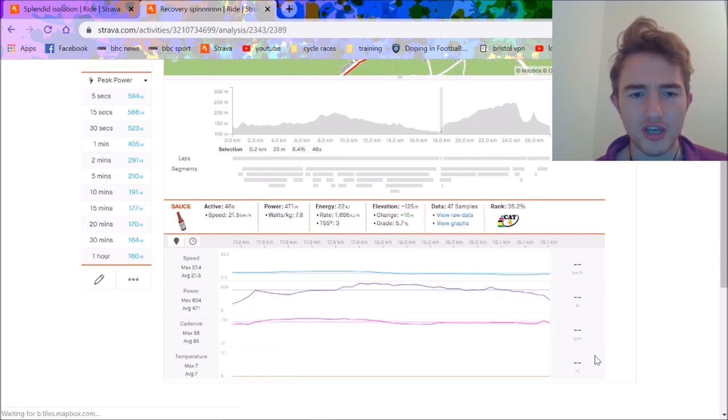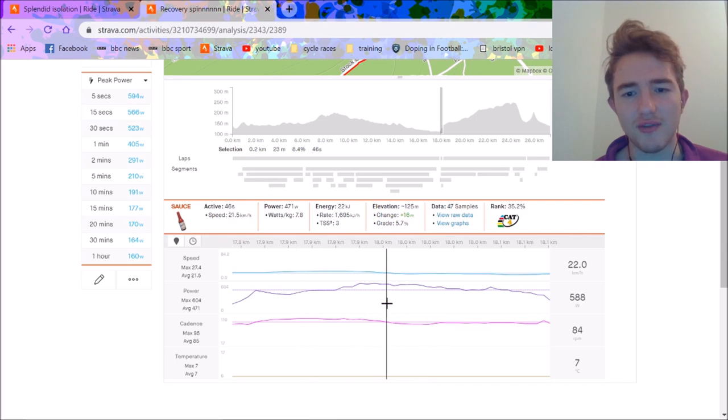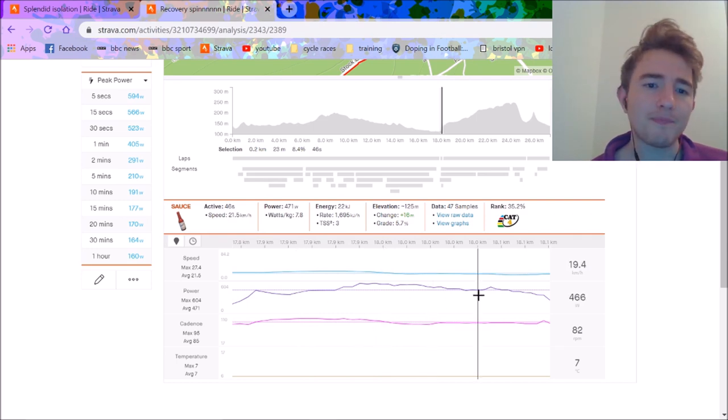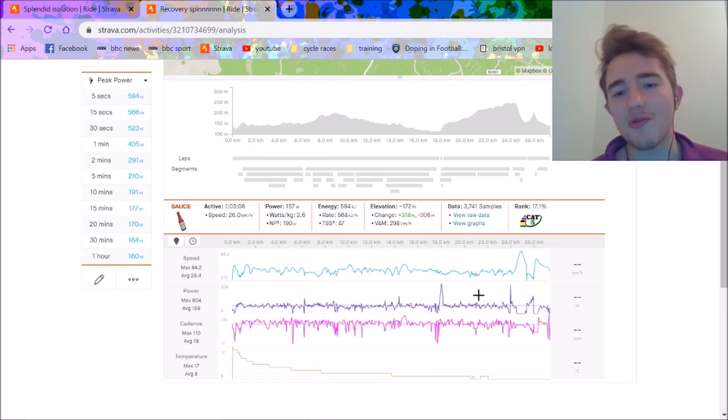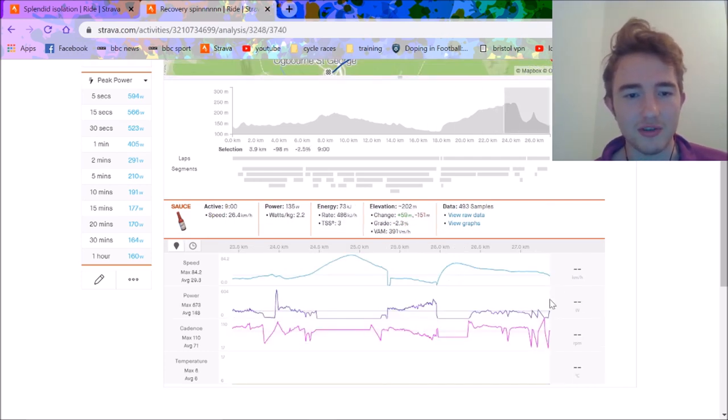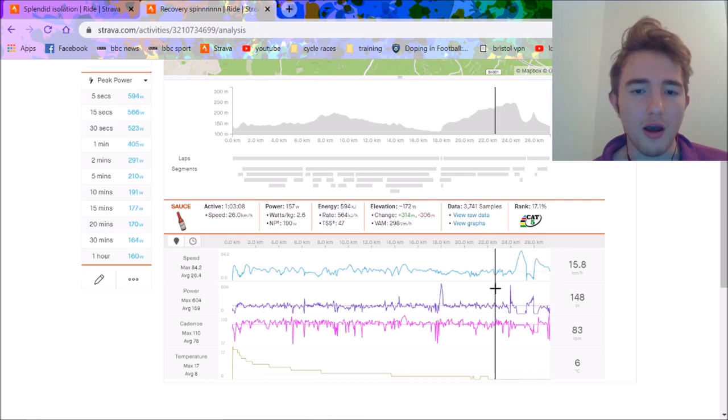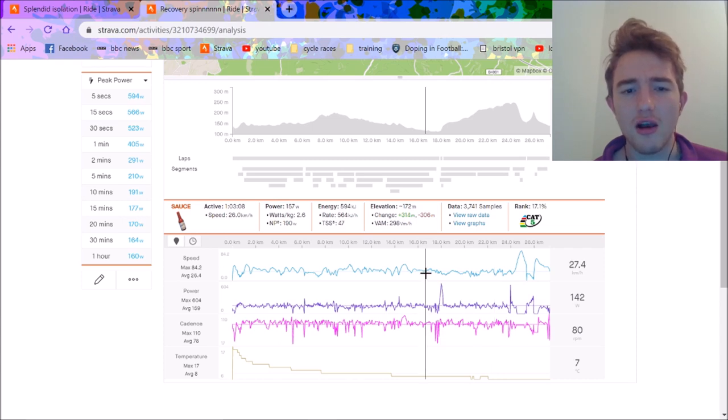No, a minute at 413. 46 seconds at 471 watts. So that's not really representative. Like, this ride being 190 normalized, obviously this bit here was pretty high normalized as well. It's just not representative. I just don't think it's always the best thing to look at. Average power here, 157, is far more what it was.